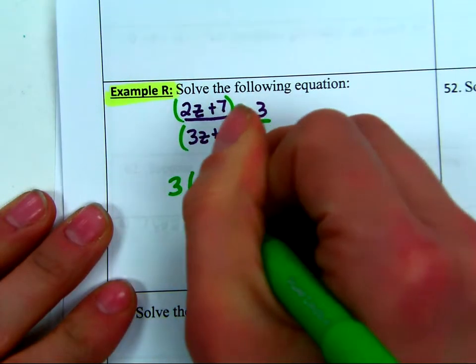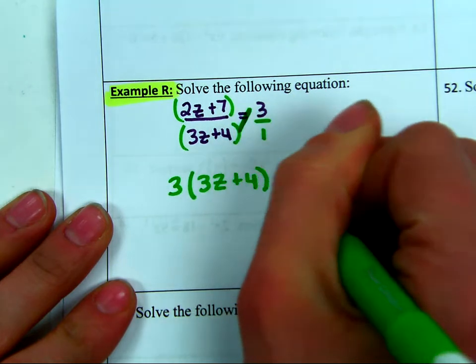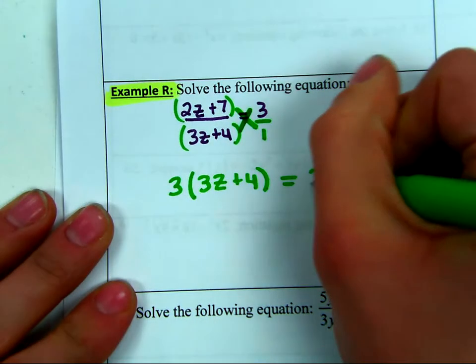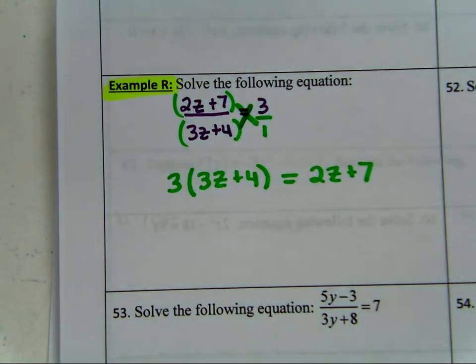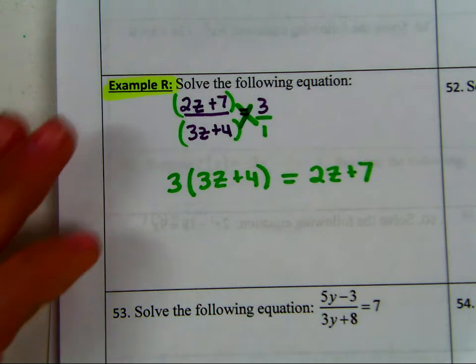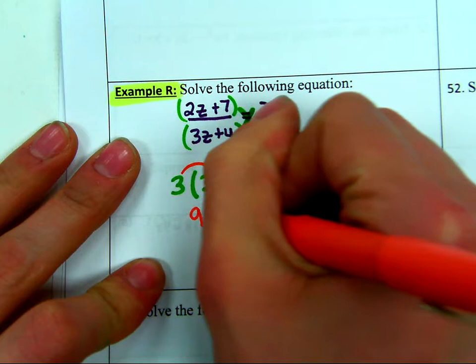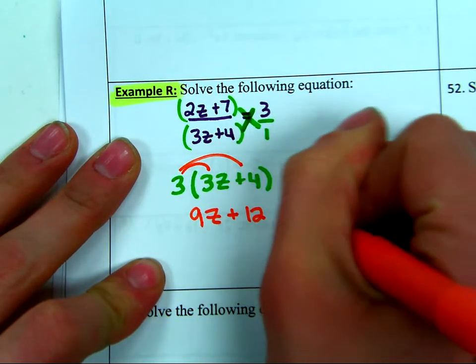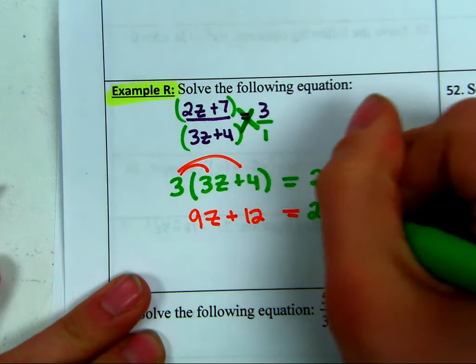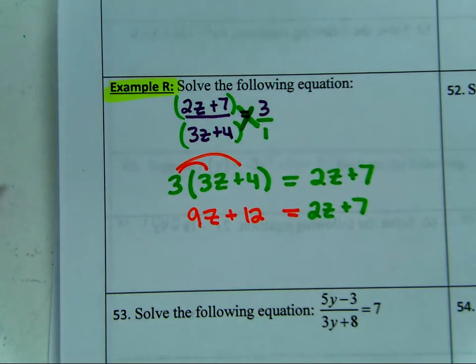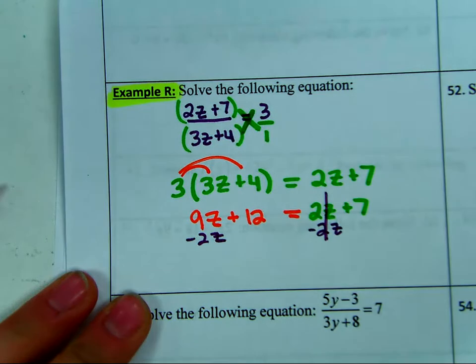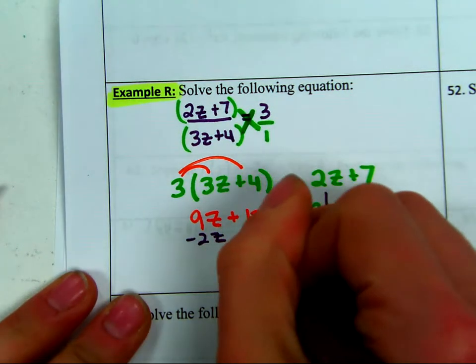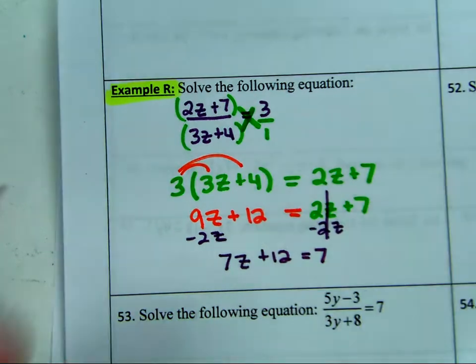We're going to be multiplying 3 times the quantity 3z plus 4. And over here, 1 times anything is really just itself, so we're just going to get that 2z plus 7. And you really don't need the parentheses if there's nothing else next to it. On the left side, I would then distribute. We're going to get 9z plus 3 times 4 is 12. On the right side, that doesn't change. 2z plus 7. Then from here, I would move all the z's to one side of your equation. So we could subtract this 2z to the other side. If we do that, these cancel. 9z minus 2z is 7z. Bring down the plus 12 equals 7.